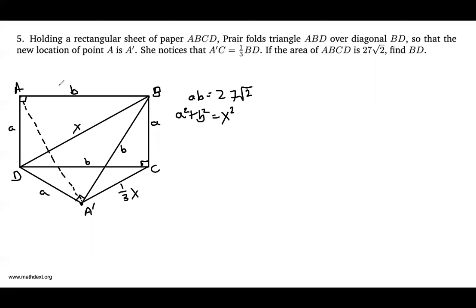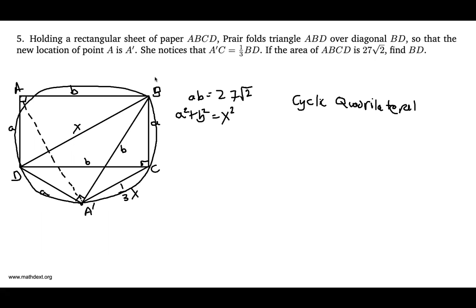Well, here's where I'm going to use this nifty little trick. I'm going to write cyclic quadrilateral. This term might sound scary, but all it is is a quadrilateral with a few nice properties, the most notable of which being it can be inscribed in a circle. In this case, I'm going to claim that A prime CBD is a cyclic quadrilateral, so there's a circle that looks like that.